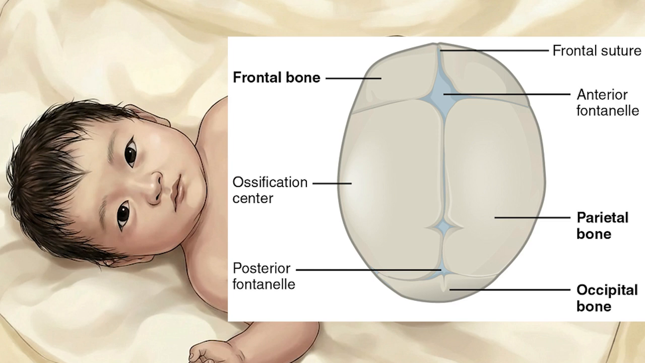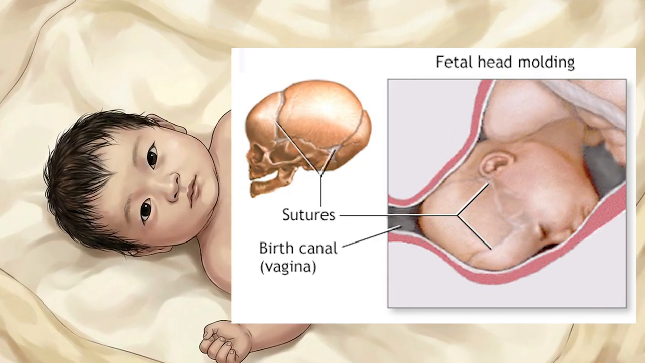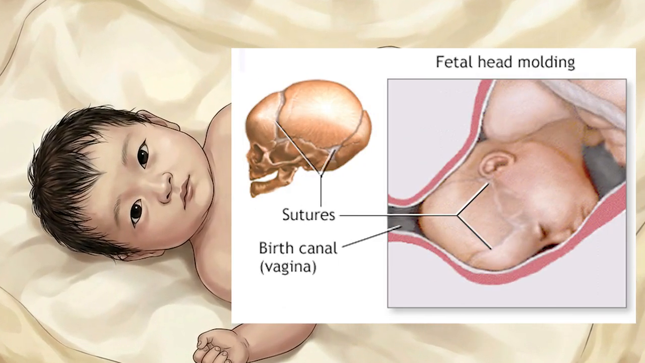Understand the purpose of this skull design. The flexible sutures and fontanelles allow the skull to be malleable. This flexibility helps the baby's head pass through the birth canal during delivery. As a result, temporary skull deformation may be present. This is called molding. Molding is common and typically resolves on its own.